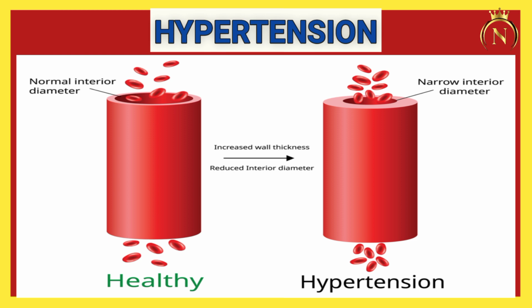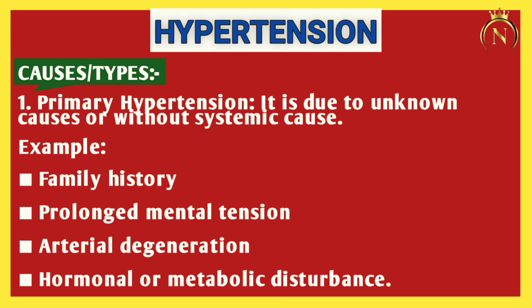Next, let's go through the causes and types. The first type is primary hypertension. Primary hypertension is due to unknown causes. The exact cause is unknown, but some risk factors can cause primary hypertension. What are the risk factors? First is family history. Second is prolonged mental illness. Third is arterial degeneration. Fourth is hormonal and metabolic disturbance. Those are the risk factors that can cause primary hypertension.